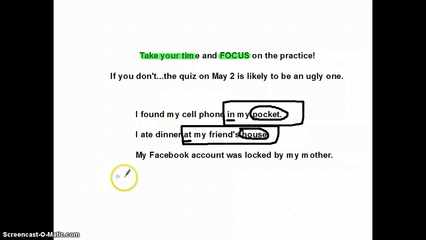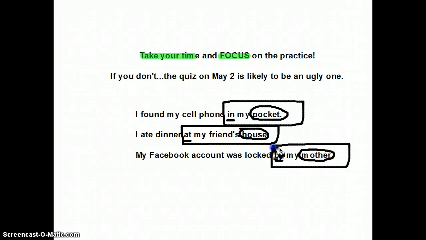Hey, who hacked your Facebook account? My Facebook account was locked by my mother. Hopefully that doesn't happen to you. Okay, and then that whole thing is the prepositional phrase.